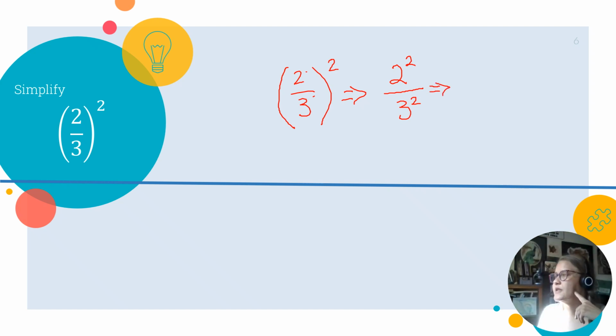So again, for this one, since we have 2 sides, a top and a bottom, a numerator and denominator, I'm going to use the equal sign with the arrow to show our next step. So our numerator will look like this. If we expand out 2 squared, that's going to be 2 times 2. And then we put it over our expanded 3 squared, 3 times 3.